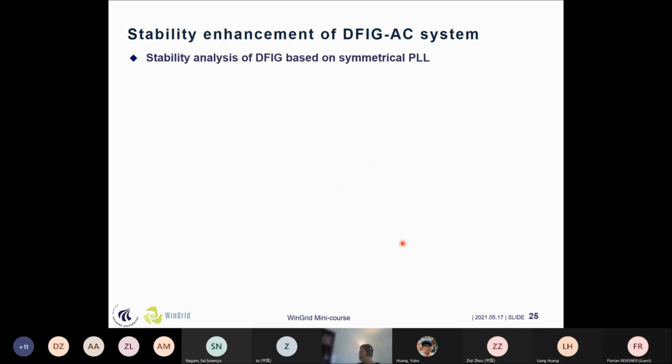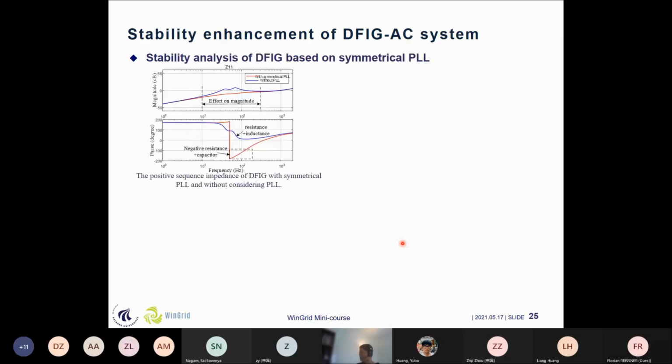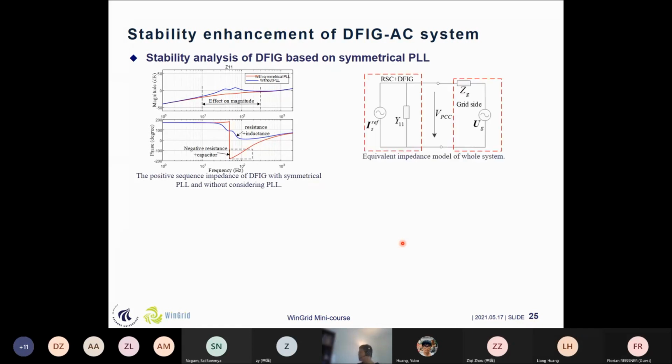And then since it's symmetric, we can use the Bode diagrams to do the stability analysis. This is the equivalent impedance model of the whole system. We can still use the Y11 and ZG to do the simulations.